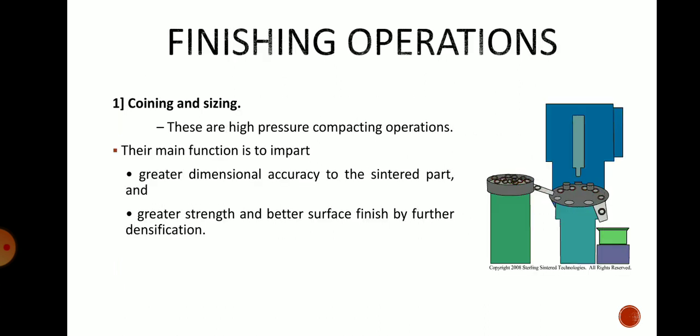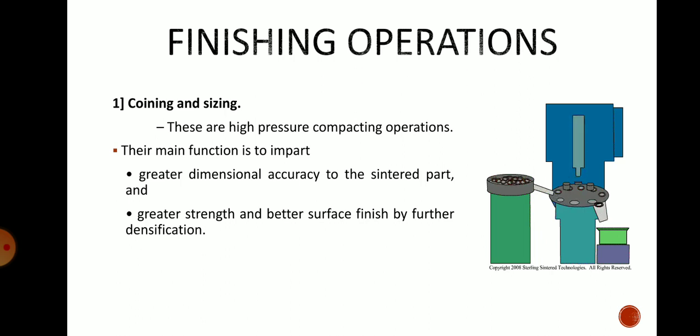Then the last step in the powder metallurgy process is the finishing operation. These finishing operations may or may not be required; in some cases they may be required. We will see these finishing operations one by one. The first process you can do is coining and sizing. These are high pressure compacting operations. It is shown in that animation also.